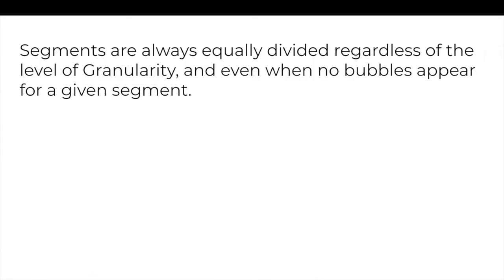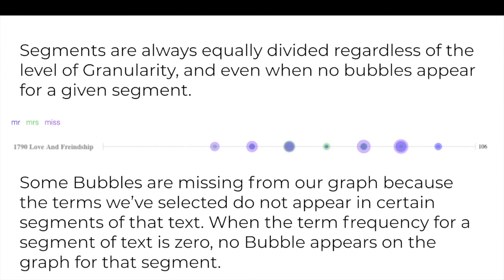Note: segments are always divided equally regardless of the level of granularity, and even when no bubbles appear for a given segment. Some bubbles are missing from our graph because the terms we've selected do not appear in certain segments of the text. When the term frequency for a segment of text is 0, no bubble appears in the graph for that segment.